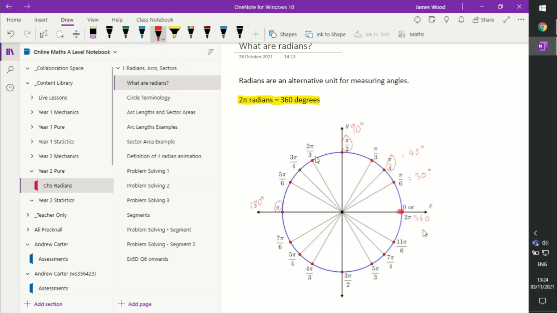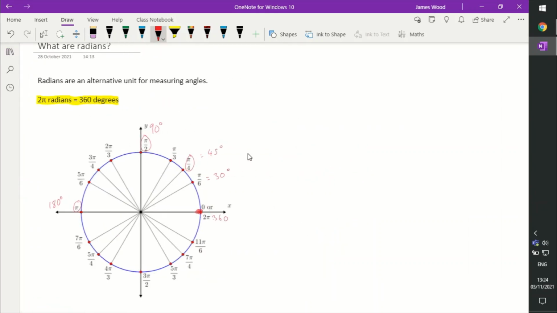Now, all of the things that we know about trigonometry still work with radians rather than degrees. It's literally just another way of measuring it. So, in this lesson, we're going to look at arcs and sectors, and calculating lengths and areas. Next lesson, we'll also look at solving trig equations, but giving your answers in radians rather than degrees. But it'll be the same process. If you wanted to convert between the two, as long as you know this fact, 2 pi radians equals 360 degrees, then you should be fine.